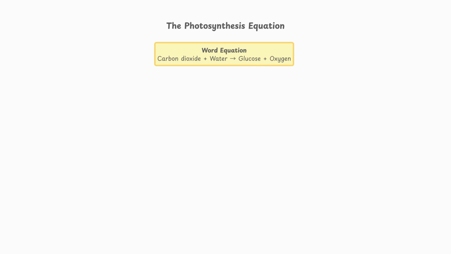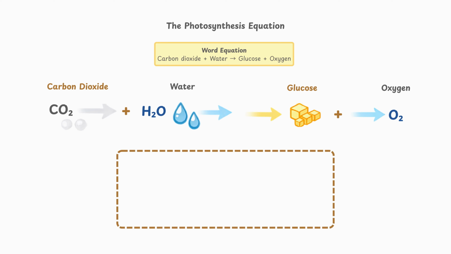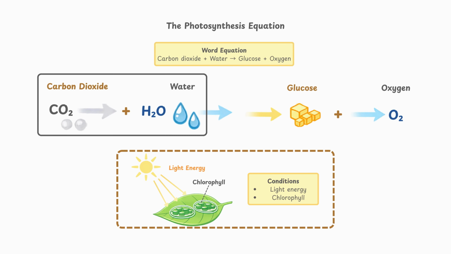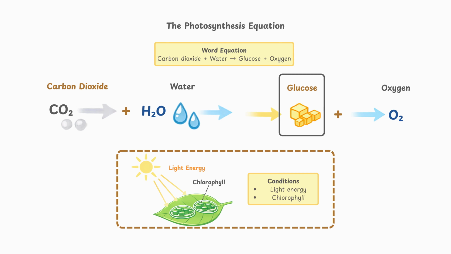Now that we know how plants make their own food, let's look at the word equation for photosynthesis. Carbon dioxide plus water produces glucose and oxygen. This reaction can only take place when light energy is available and chlorophyll is present to absorb that energy. The equation helps us identify what goes into the process and what comes out of it. Carbon dioxide and water are the reactants, while glucose and oxygen are the products. Remember, glucose is the food produced by the plant, and oxygen is released into the environment as a byproduct.